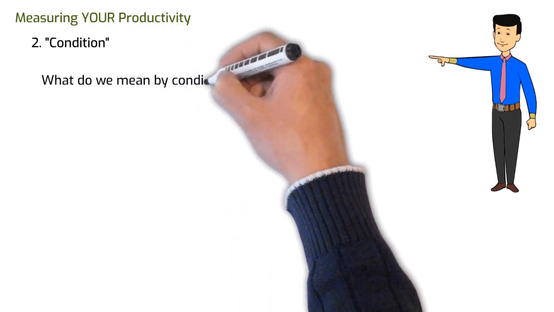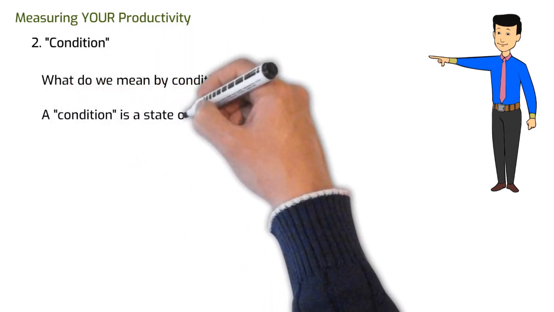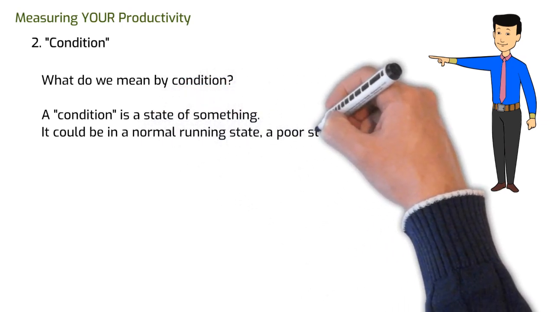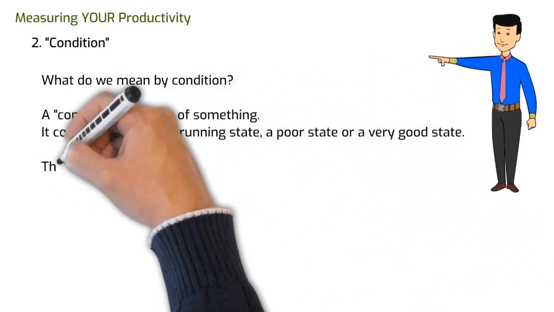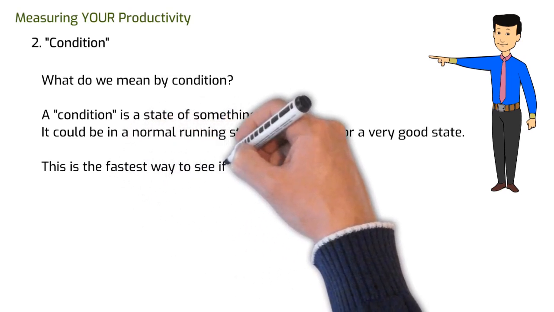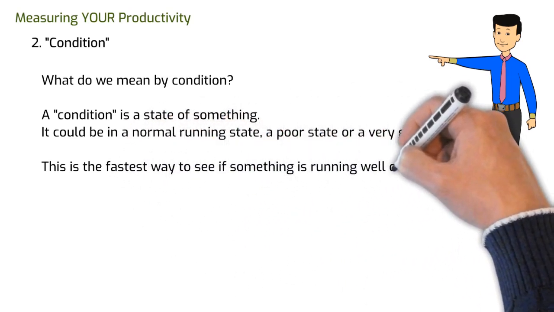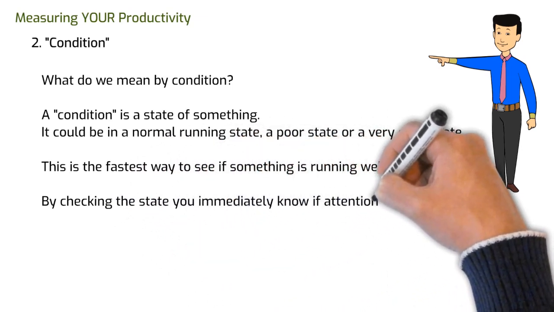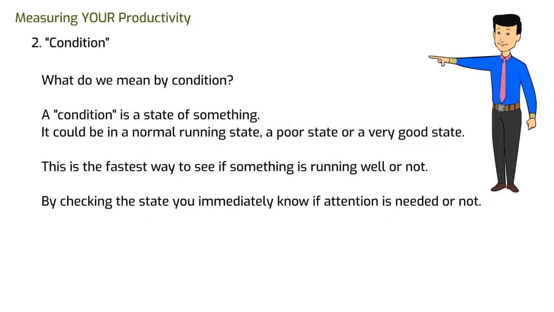Condition. What do we mean by condition? A condition is a state of something. It could be in a normal running state, a poor state, or a very good state. This is the fastest way to see if something is running well or not. By checking the state, you immediately know if attention is needed or not.